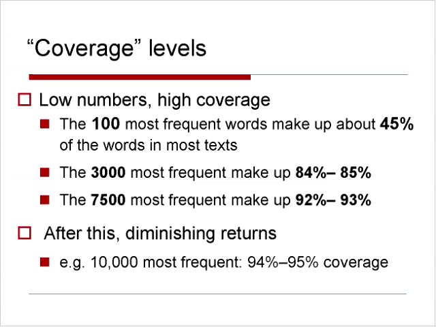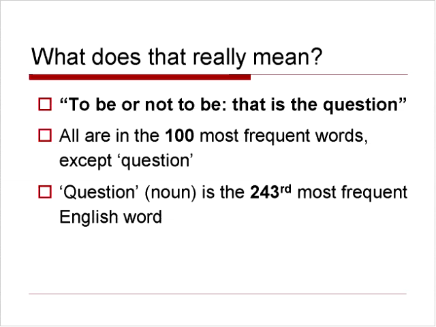After that, we get what we call diminishing returns. That's to say that the more additional words you learn, you don't actually get a big advantage. You can learn another 20,000 words, but perhaps it only gets you up to 96% coverage. But what does that really mean? Well, I'll try and explain a little bit more what we mean by that.